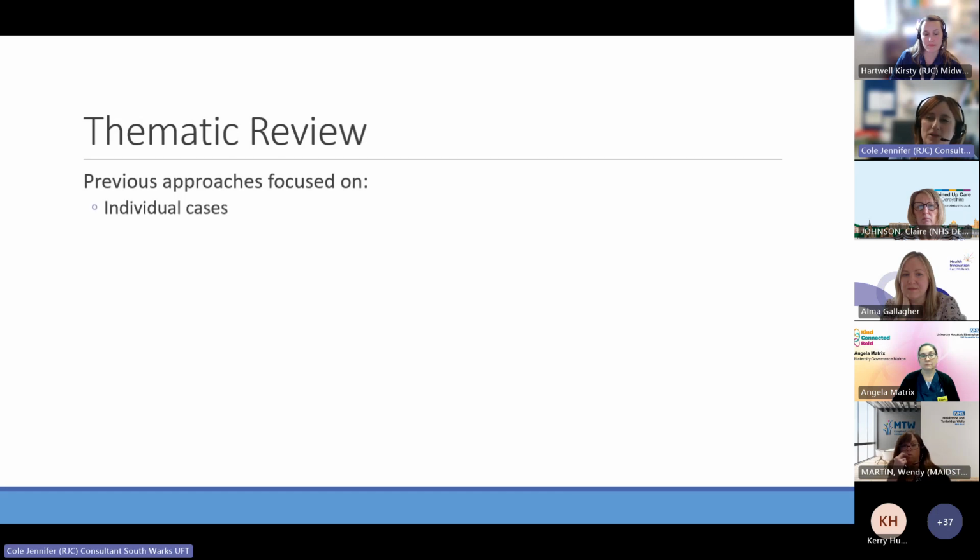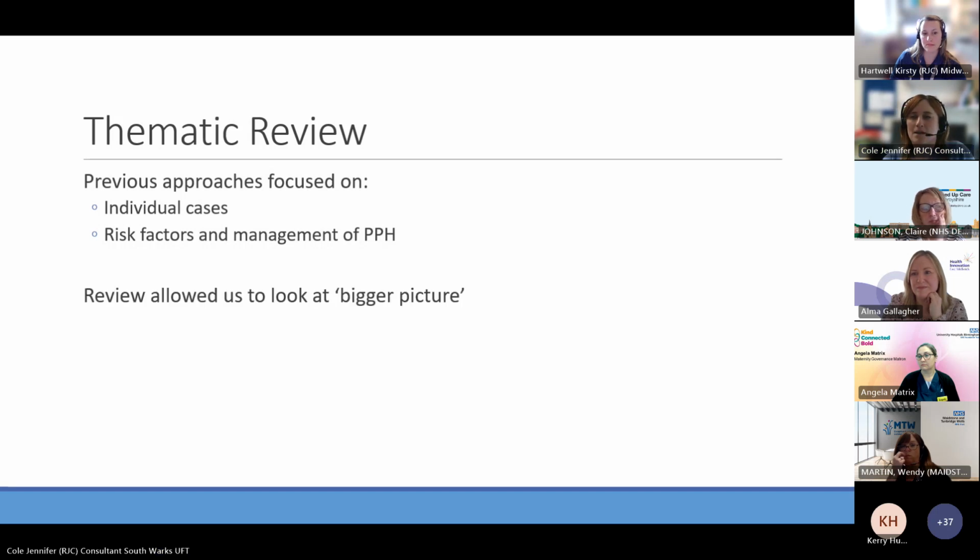So our previous approaches were really focused on looking at individual cases. Particularly with the DATEX submissions, it was an individual of the maternity team looking at that individual case rather than taking a wider view. And really we'd looked more at what risk factors the women had and how we'd managed the emergency once it occurred. I think the difference with this thematic review is we could look at the bigger picture. We could follow that woman's journey through her whole care with us.